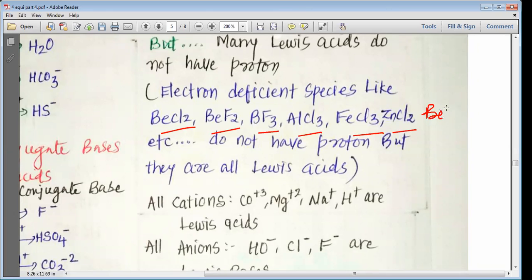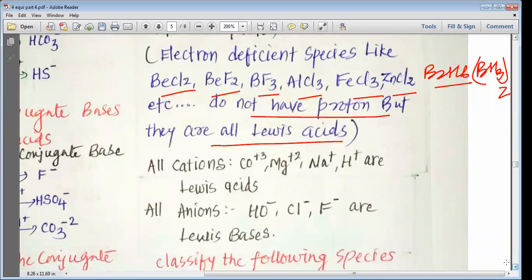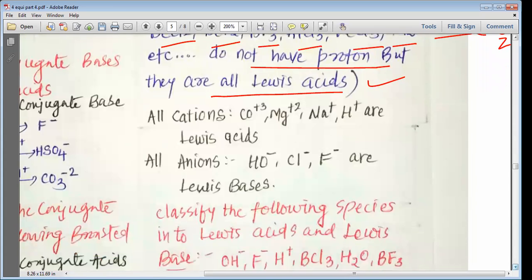We can even add B2H6, which is known as boron hydride, or we can say it is BH3 twice. So this is also an electron deficient species, and they do not have a proton, but they are all Lewis acids. So these are all species which are actually electron deficient, and that is why they behave like Lewis acids.